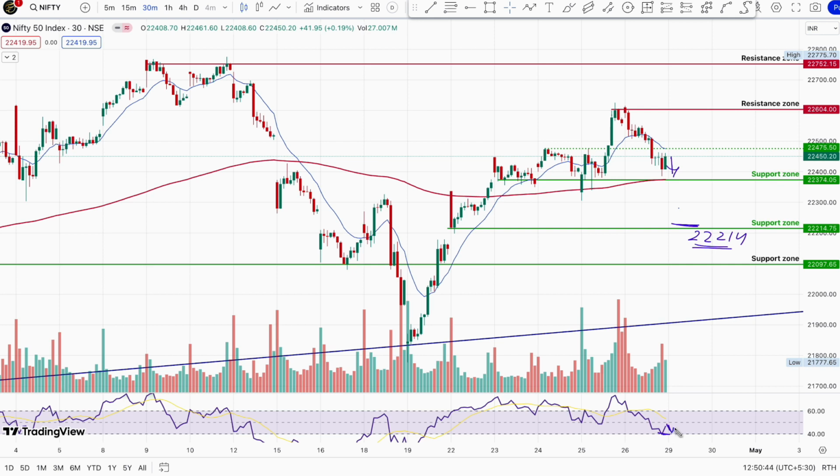Now if we check the RSI here, its value is below 50. RSI is also below 50, which shows weak bulls. If the market breaks the 40 level to the downside, I would say bears will be in power. If the market goes below 40, in that case the market will be in the control of bears.